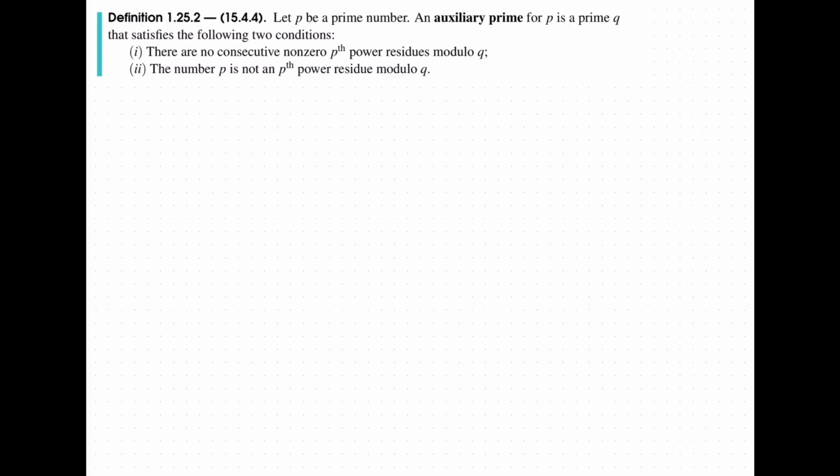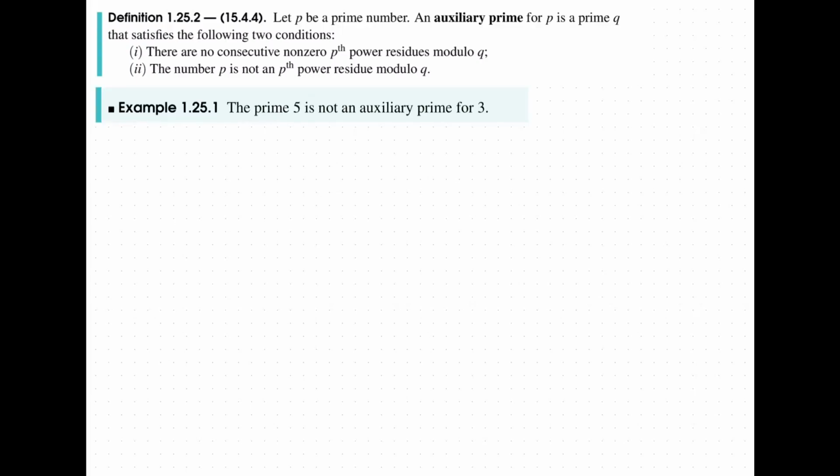So our first definition is that of an auxiliary prime. So we're going to go ahead and fix p to be a prime number. And an auxiliary prime for p is a prime q that satisfies the following 2 conditions. There are no consecutive non-zero p power residues modulo q, and the number p is not a p power residue modulo q. To best see this definition in action, let us consider some examples.